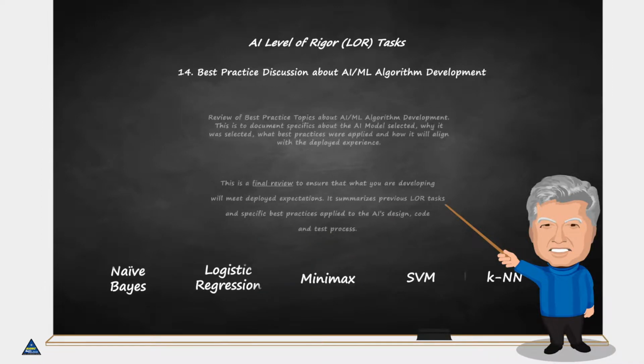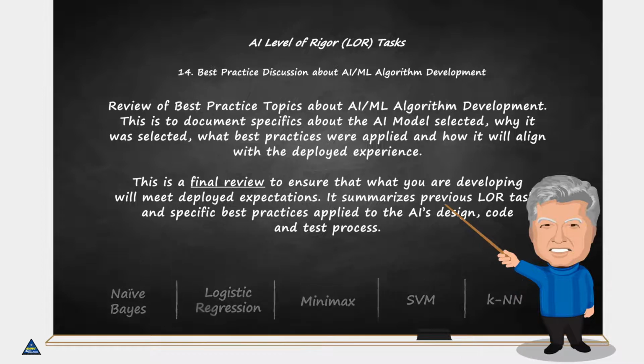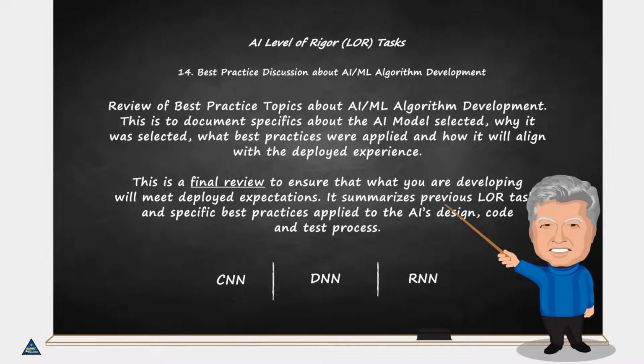The 14th and final AI level of rigor task involves best practice discussions about AI/ML algorithm development. We talked a lot about some best practices when we talked about confusion matrices, ROC-AUC, and doing analysis of bias and variance. But now we're specifically involved in the development of the algorithm itself. Some things involved in the algorithm development might be specific to the actual algorithm. If you're using a convolutional neural net, what specifically do you need to do? If you're using some type of deep neural net, what specifically are you doing?